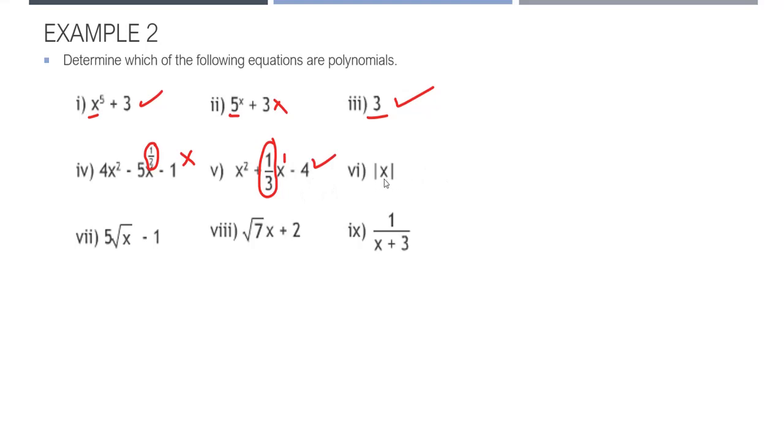Absolute value of x. Well, that would have a sharp corner. That would look something like this. So no, we can't have that. It has to be smooth and continuous, so no.